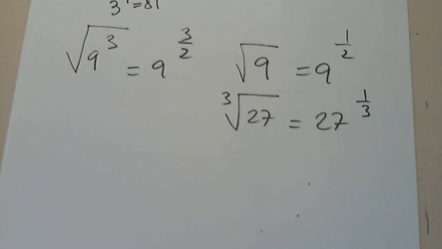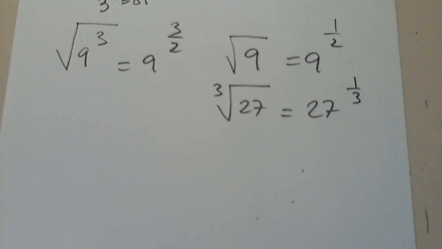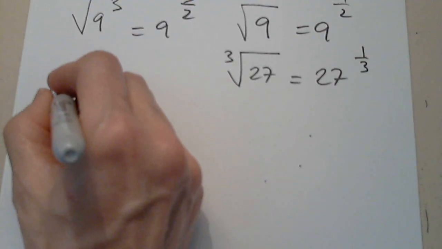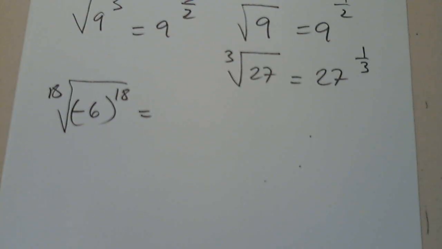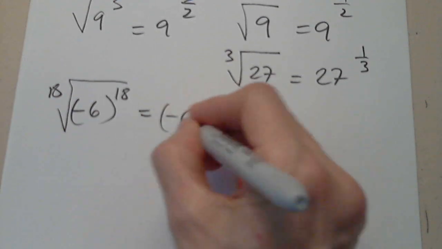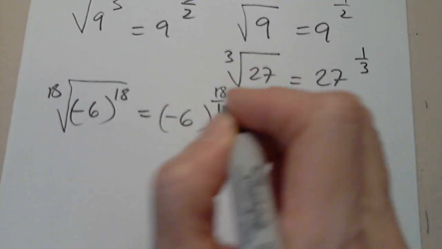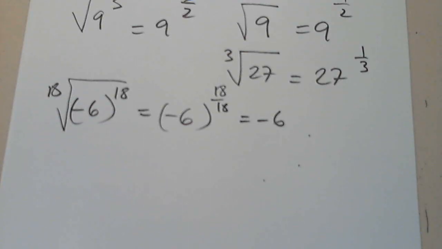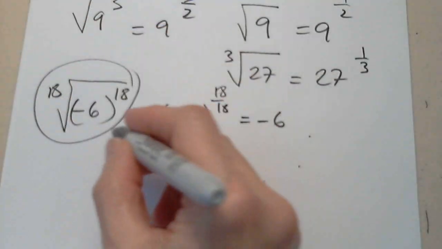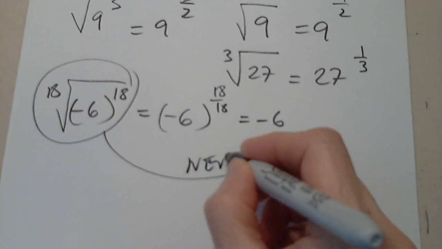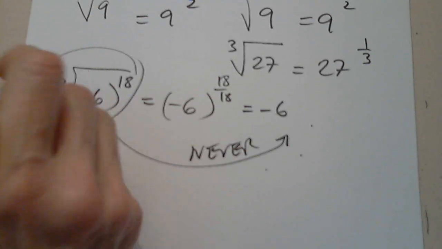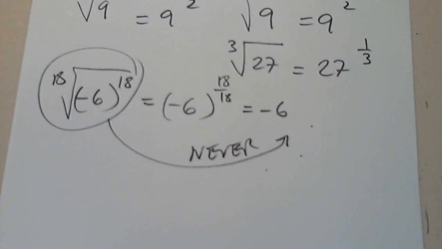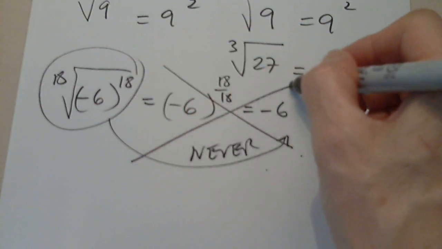Careful, careful, careful with this one. They're trying to trick you. Now, if I know nothing about even powers, I will say this, and that would be a terrible mistake. Because no even power can be a negative number. Never. Never, ever, ever. If it has minus in front, yes, it can. So this is terrible if I do this.